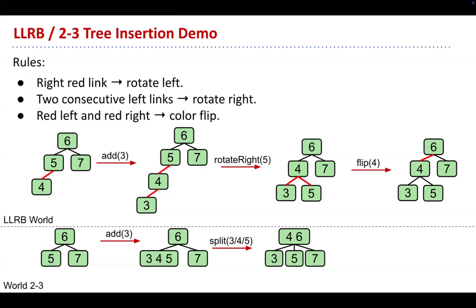I just think of the corresponding 2-3 tree. Is this what I want from this? Yeah, I just drop down 4 and make it a red link. So that's why I have to get the color flip.